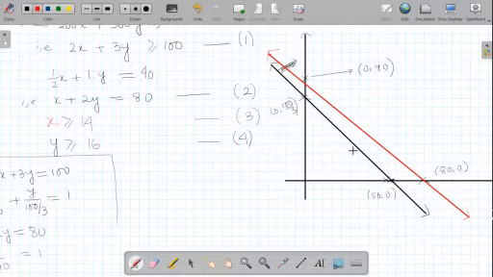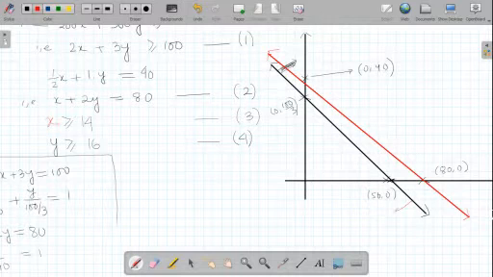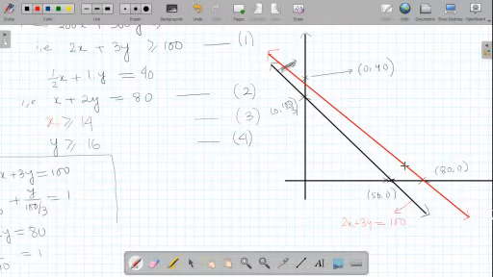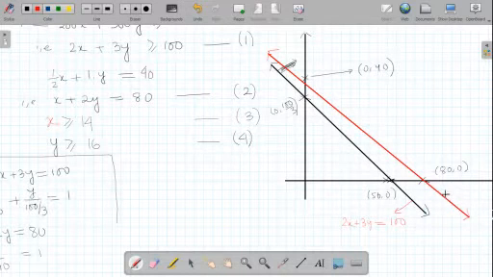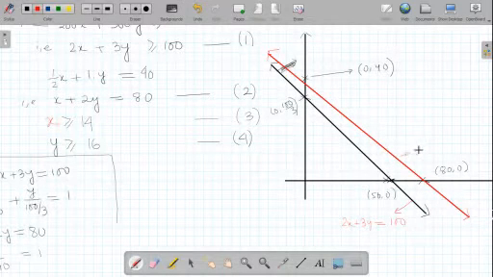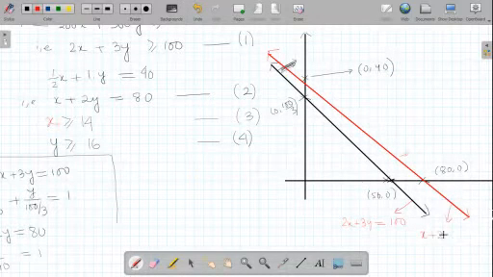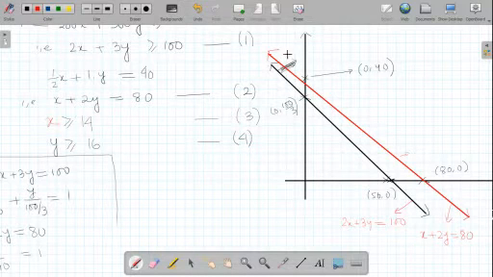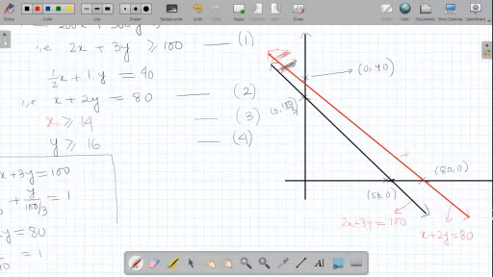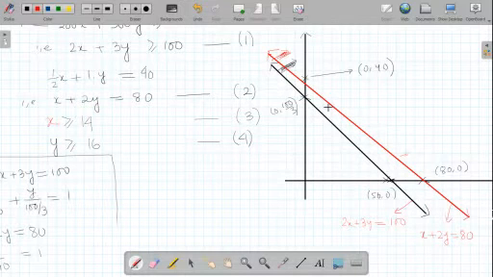Okay, and moreover, this is 2x plus 3y equals to 100, and this is x plus 2y equals 80, right? Next, the region. This region is less than or equal to, so it will be like this only, right?